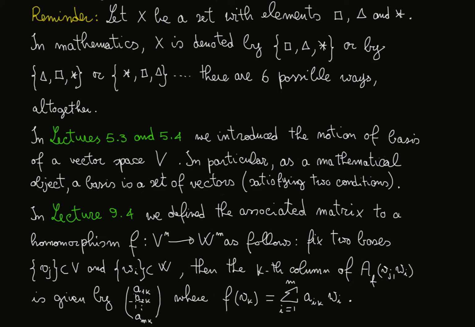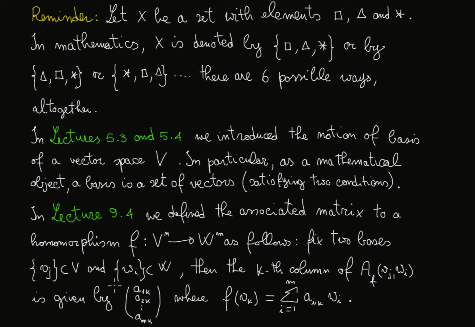And how do we derive these scalars? We take the image of the kth vector of the basis of the domain through the map F, and so we are now dealing with a vector in the codomain W, and we express this vector as a linear combination of the basis Wi that we have in the codomain. So F of Vk is a linear combination of the vectors Wi with coefficients that we will denote Aik.